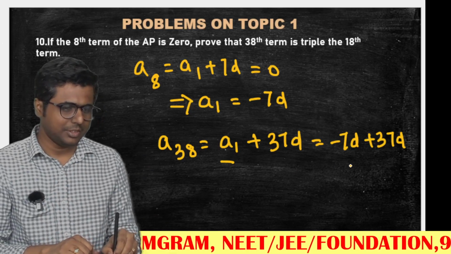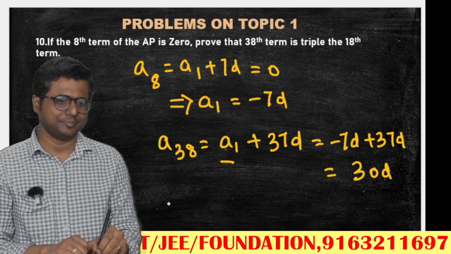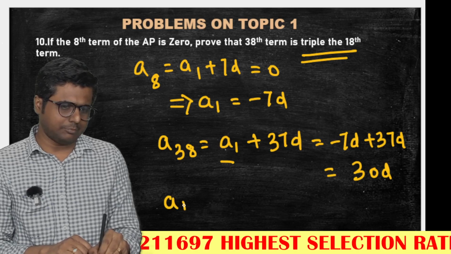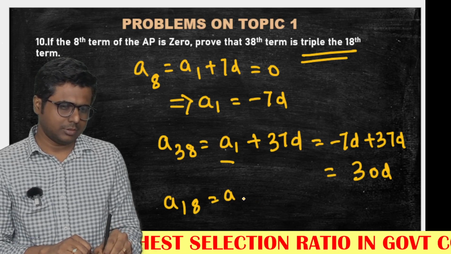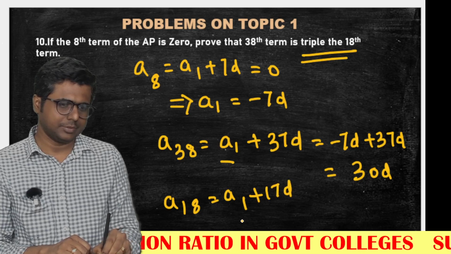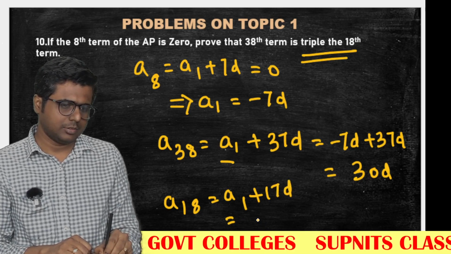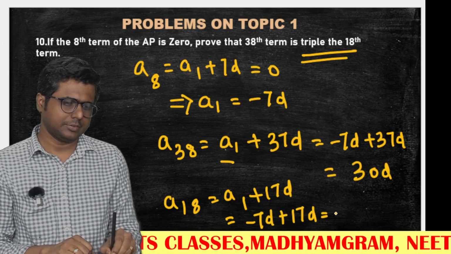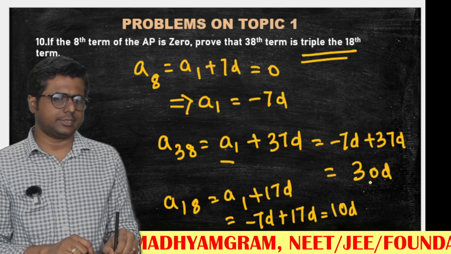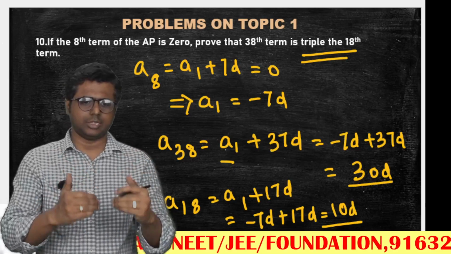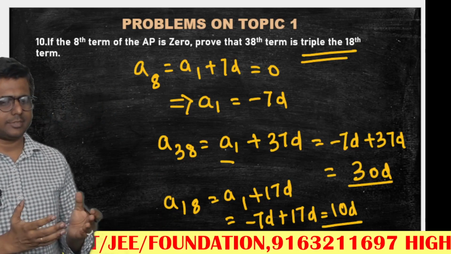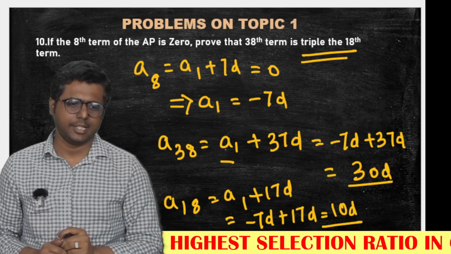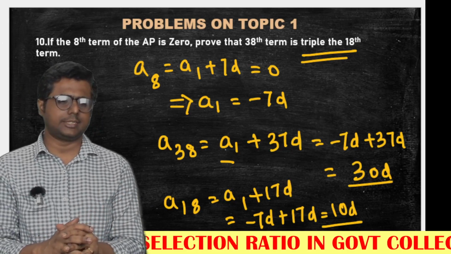Okay, so this is how much? 30D. Next, you have to prove this is triple the 18th term. What is the 18th term? A18 is equal to A1 plus 17D. So this will be A1, which is minus 7D, plus 17D. So that is 10D. So yes, this is 30D and this is 10D. So in the next line you can write that yes, from equation number 1 and equation number 2, or from this and this, we can say that A38, the 38th term, is triple the 18th term.